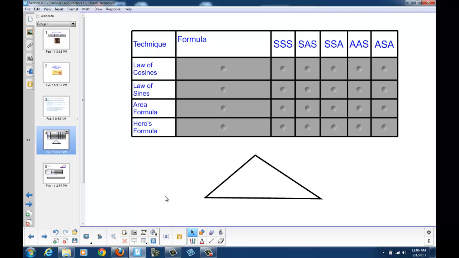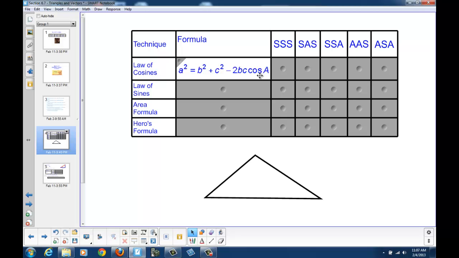laws or formulas. So the law of cosines: a squared equals b squared plus c squared minus 2bc cosine A. So you'll see that there are four different unknowns, a, b, c, and angle A. To solve for any one of those, we need to know the other three. So there are three sides and one angle.